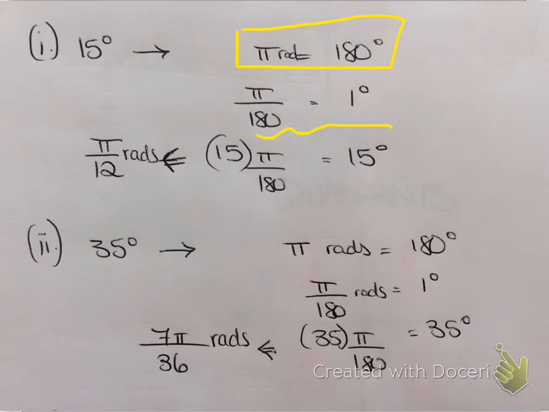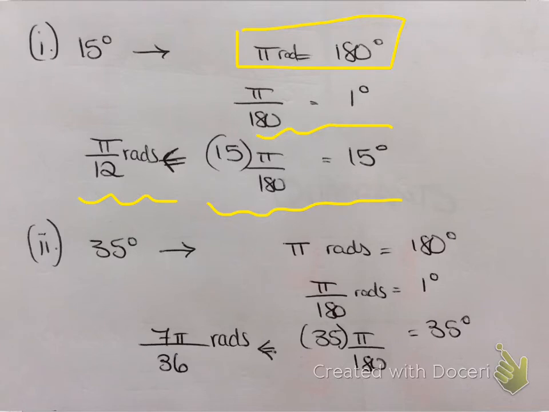Now that I know what 1 degree is, I can get any amount of degrees after that by multiplying both sides by 15. So that's what I've done here. Okay, I've multiplied both sides by 15. So 15 degrees is equivalent to 15 multiplied by pi over 180, and just simplify the fraction. You end up getting pi over 12 radians.